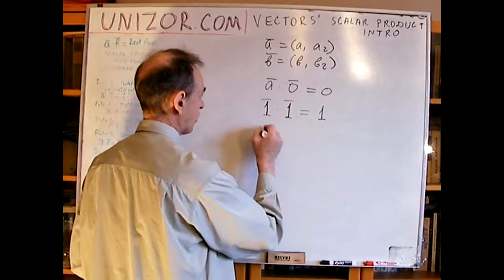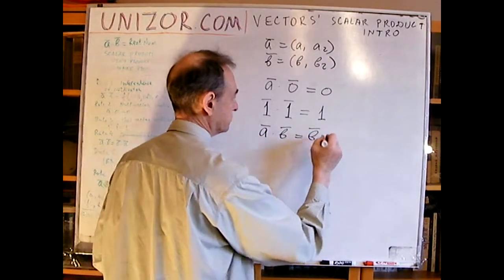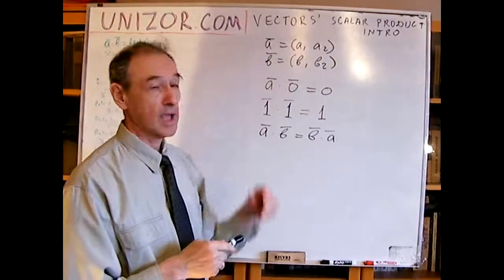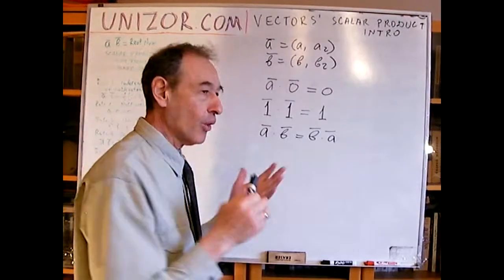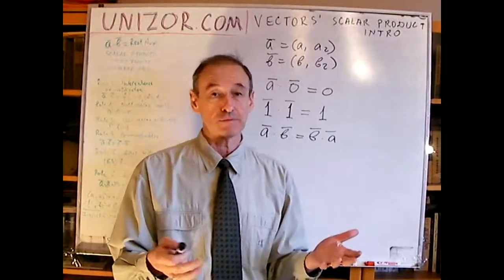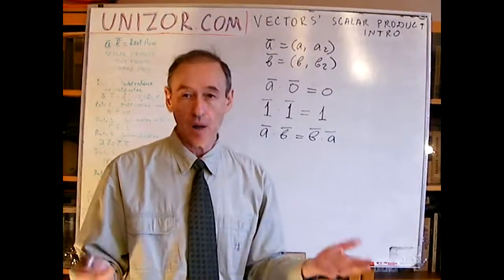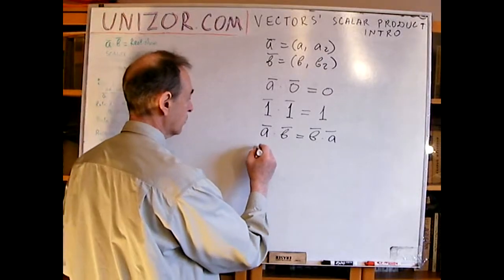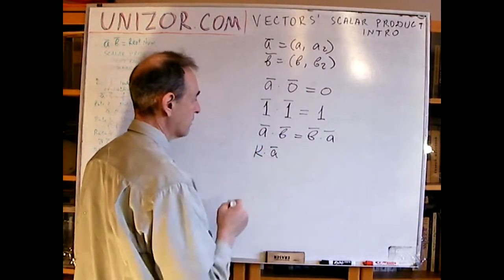Commutative property. Again, very reasonable property. So the formula should be symmetrical relative to A and B. If we change their order, the result would be the same. Now, we always expect something like a product, whether it's a scalar product or a product of different numbers, to be commutative. And also, there is an associative law with multiplication of one of the vectors by a constant.